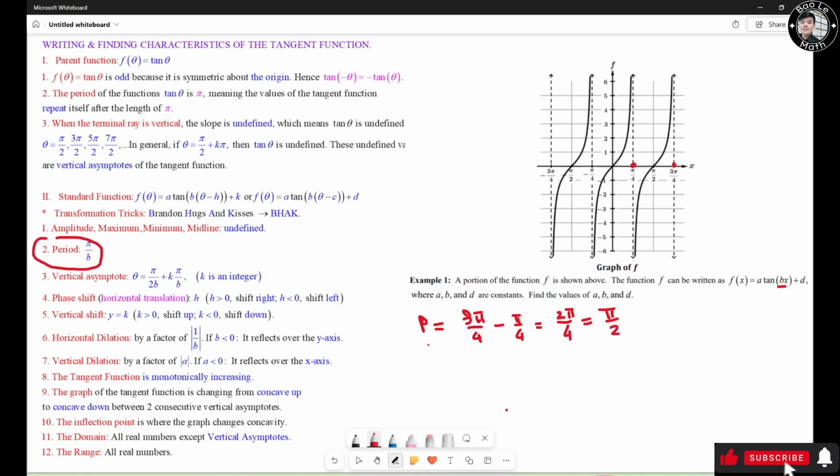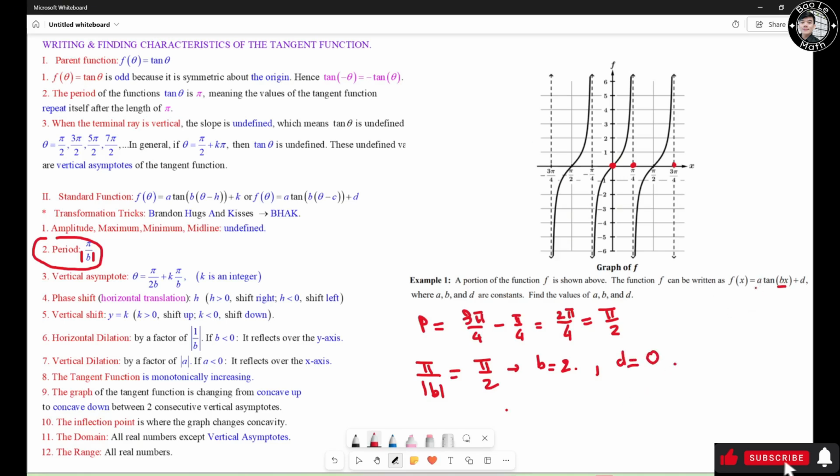So from this one, we calculate b. We have pi divided by the absolute value of b. This one has the absolute value sign. Equals pi over 2. So then b equals 2. Now, in order to find d, we look at the points right here. This is the inflection point. Because the inflection point is at the origin, the vertical translation d equals 0.